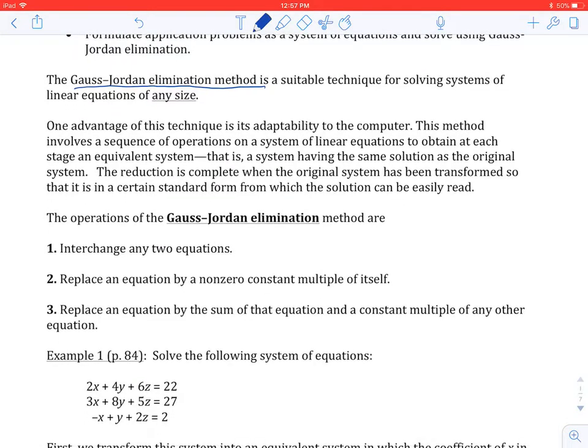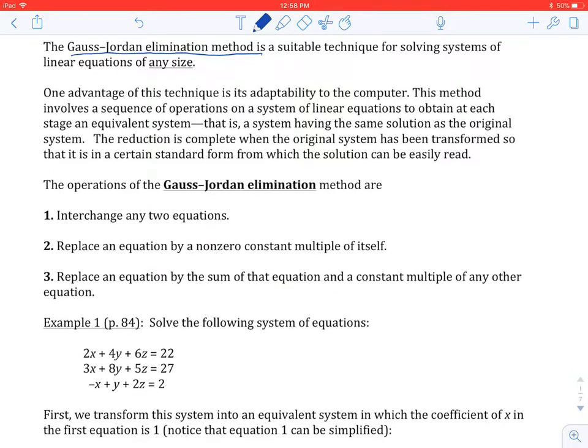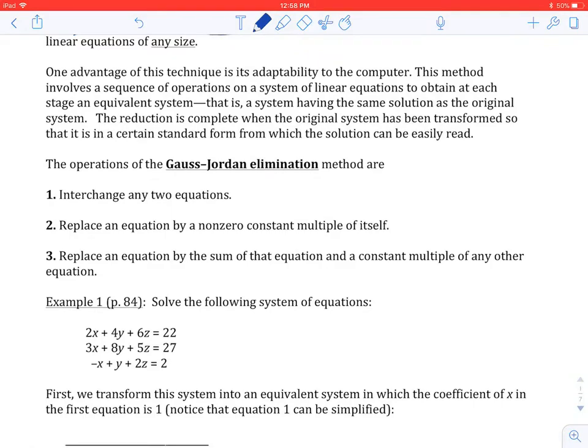Now, the reason we want to do this is it's very adaptable to the computer, and we would like to understand how our computer is solving these systems. This will involve a sequence of operations on a system of linear equations to obtain at each stage an equivalent system. That is, a system having the same solution as the original system. Each time we do a reduction, the new system is simpler, and we can easily read the solution if we can get that to be simple enough.